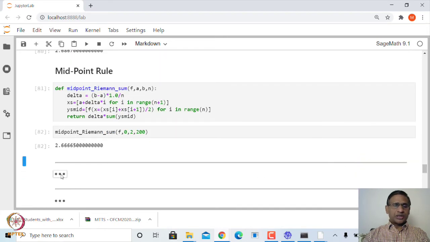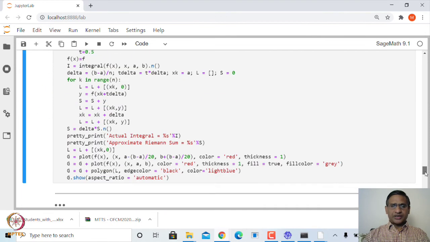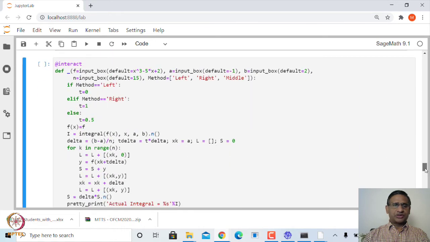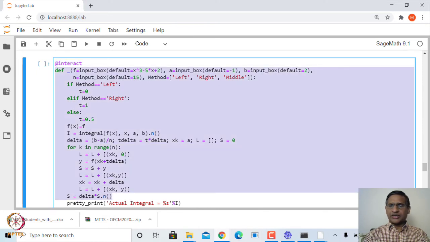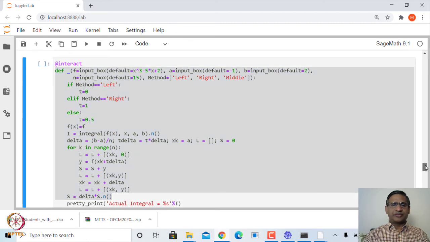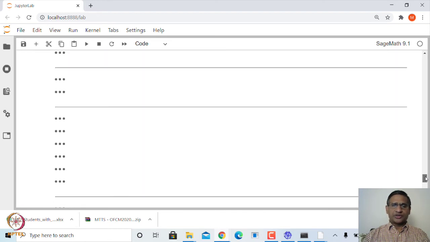Now, in actual practice, in order to define the integral, this I will skip, because all you need to do is add the interact and put in all the code that we have seen earlier. This will create an animation where you can change the function, you can change the a and b, you can change the number of points, all these things will be interactive, right.